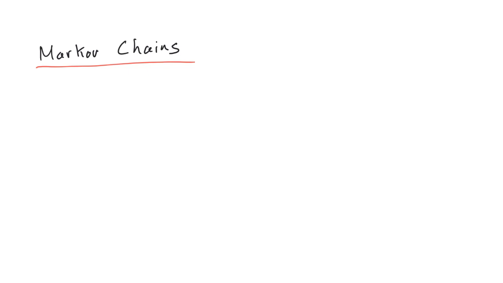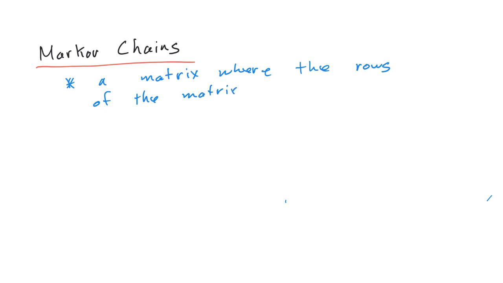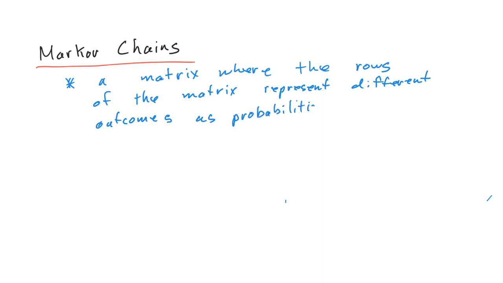So here is the coup de grace of what we're studying today. We're studying a thing called a Markov chain. Okay? A Markov chain is a matrix where the rows of the matrix represent different outcomes as probabilities for a scenario.